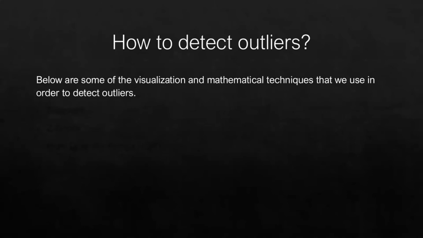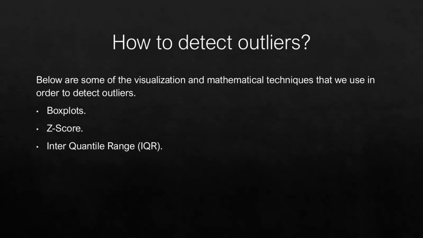Now, the question here is how to detect outliers. Below are some of the visualization and mathematical techniques that we use in order to detect outliers. The first one is box plots. We have used box plots in the previous outline and we know how to use them to detect outliers. Next we have the technique of z-score. In the last we have the technique of interquartile range.